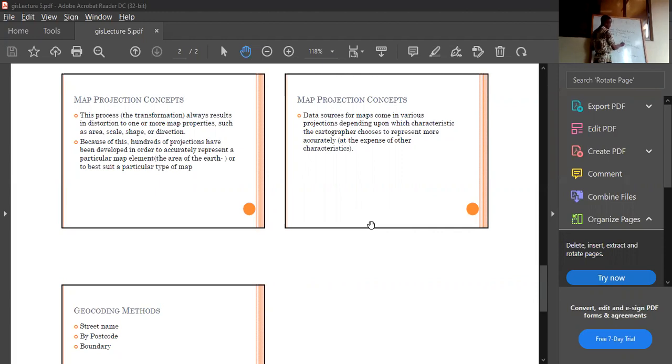So obviously, the false northing for the northern hemisphere is zero meters, and then 10 million meters for those in the southern hemisphere. Okay. Northern hemisphere. Okay. Right.